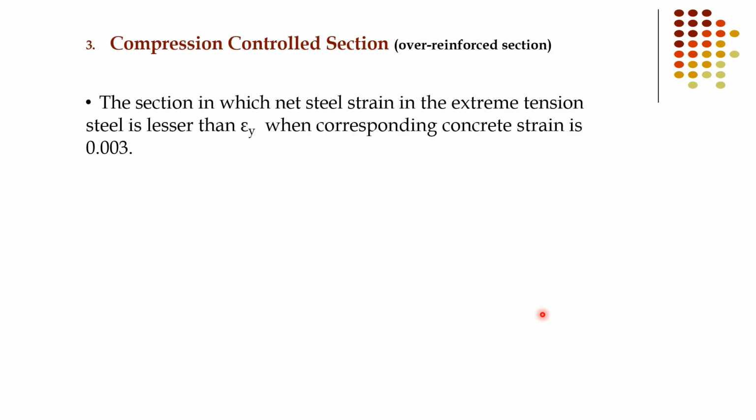Now the third section is the compression control section. In the compression control section, the net tensile strain in the extreme tension steel is less than yield. This means the strain in steel is less than yield, so the steel will not yield when the corresponding concrete strain is 0.003. In this third type of section, the concrete crushes and the steel will not yield. That is called an over reinforced section.